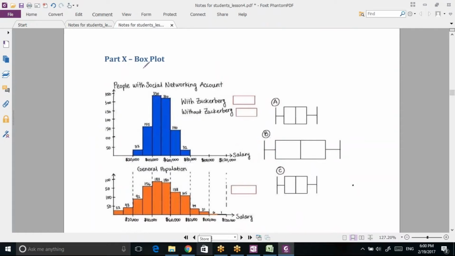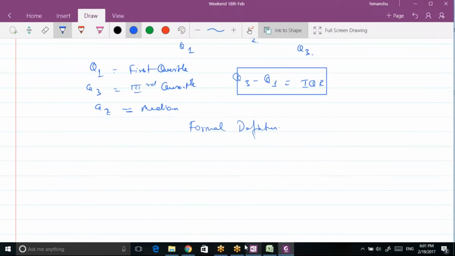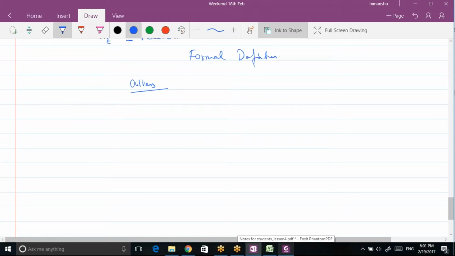Now let's discuss box plots. We'll teach you how to create a box plot when you study R. Right now we'll just explain what a box plot is. A box plot is used to visualize one variable only, but it is very good for visualizing outliers. Now let's see how we draw a box plot.